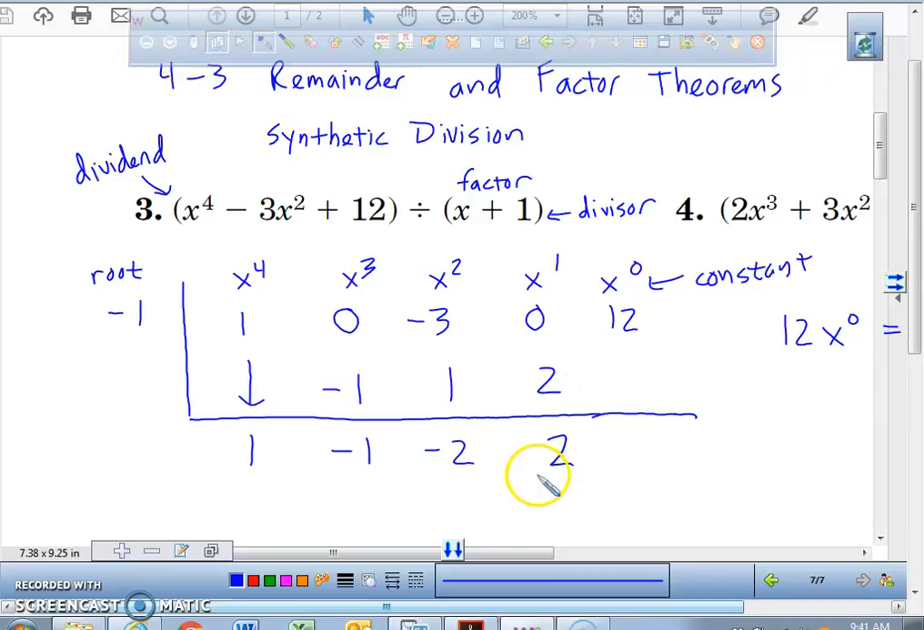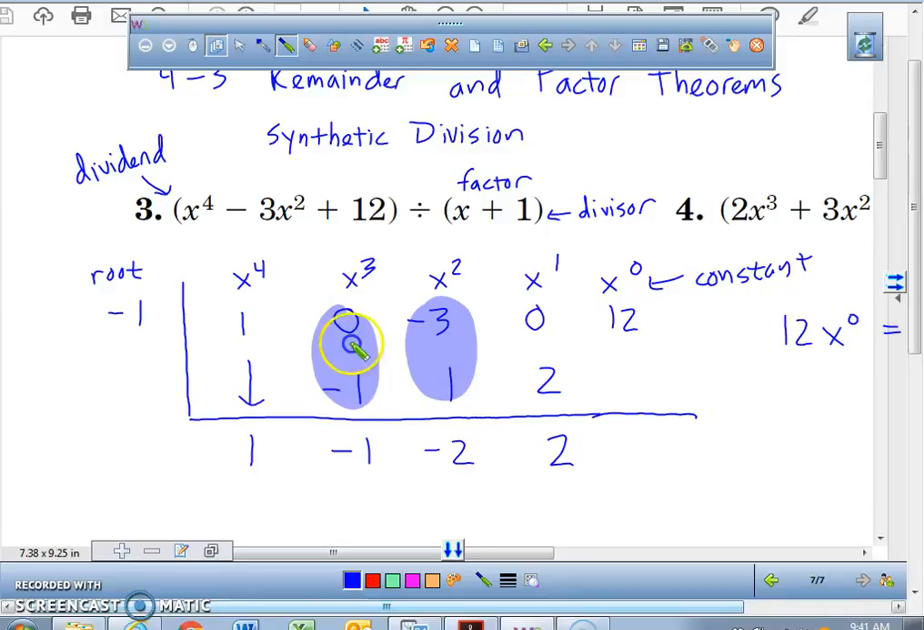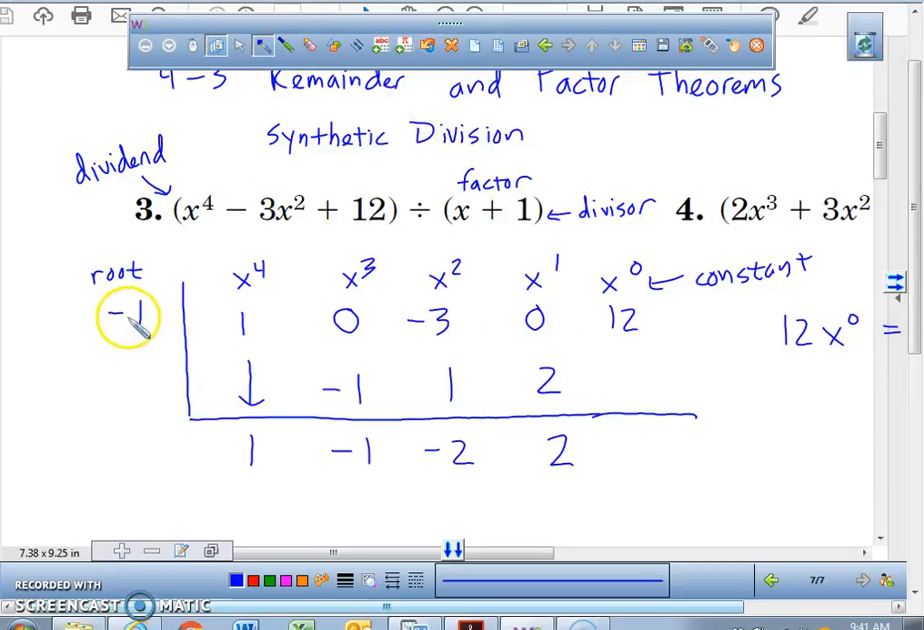Hold on, wait. -3 times 1 is negative. No. -3 plus 1 is a -2. These right here, we always add together. Anything that's right here, we add together. We're multiplying the -1 times the 2 to get -2. Then we add these together and we get a 10.